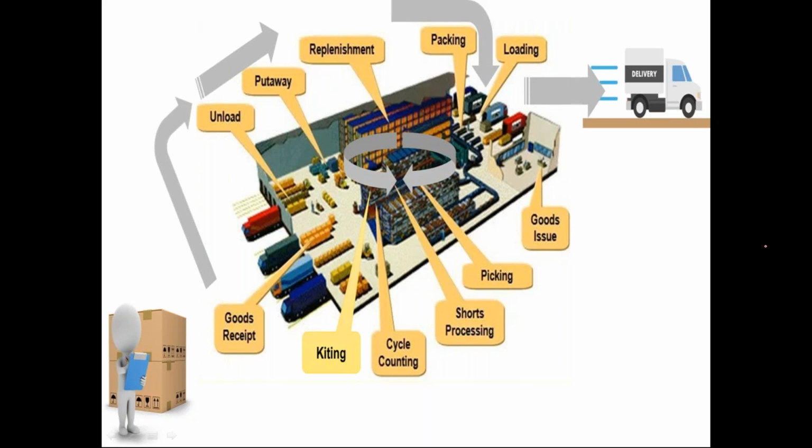But in make to order, you use a production process, but in kitting, you can execute the kitting process without a production process. That's the point.